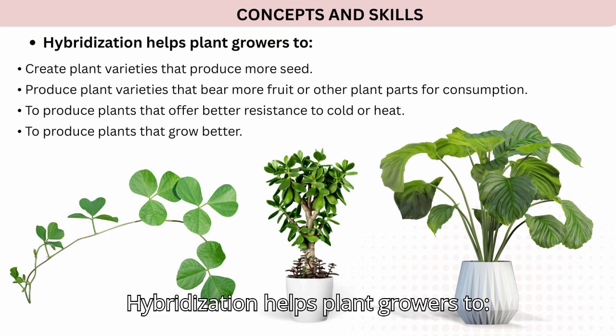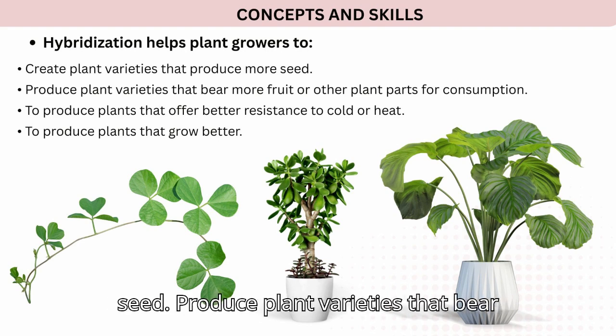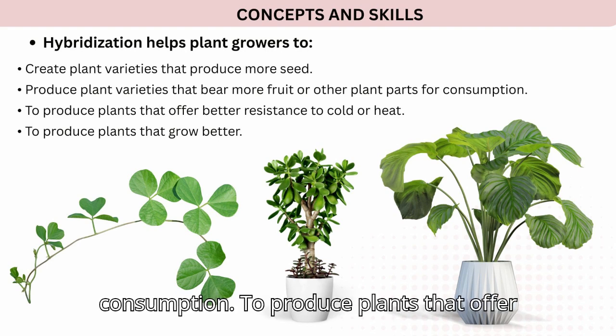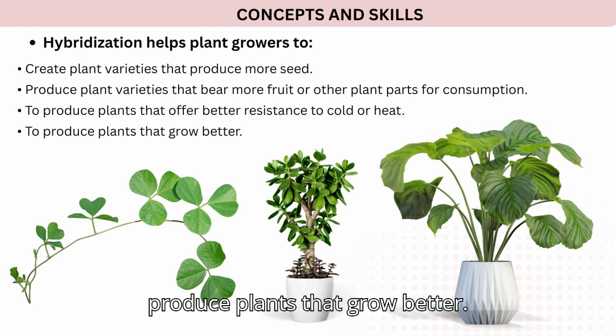Hybridization helps plant growers to create plant varieties that produce more seed, produce plant varieties that bear more fruit or other plant parts for consumption, produce plants that offer better resistance to cold or heat, and produce plants that grow better.